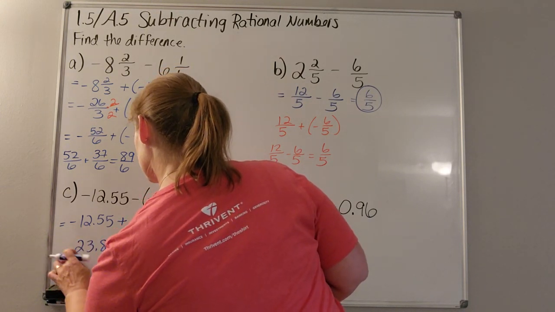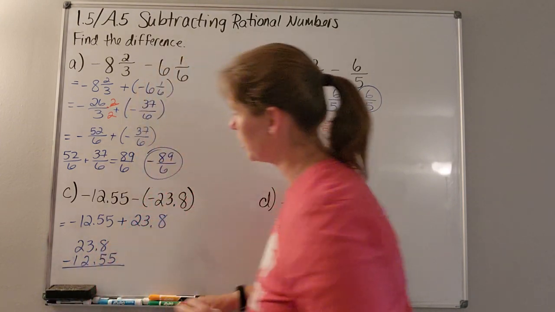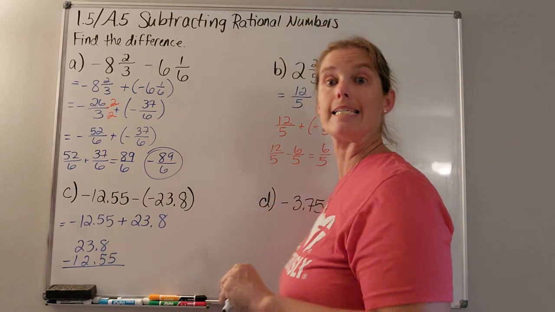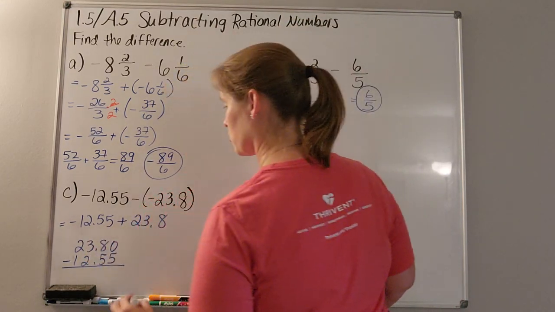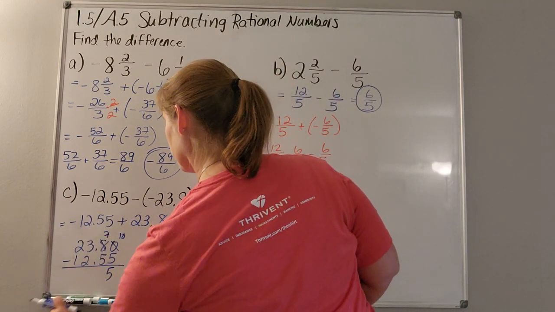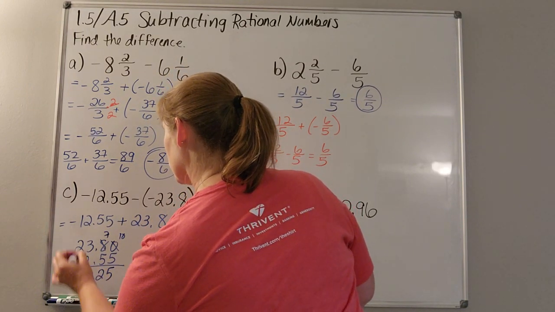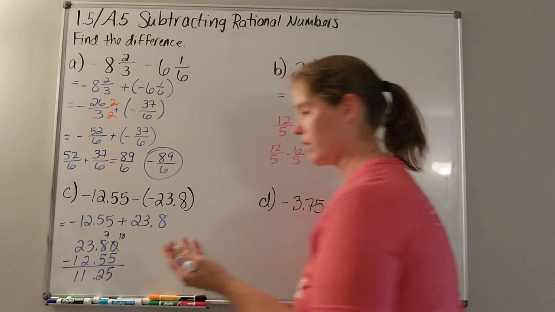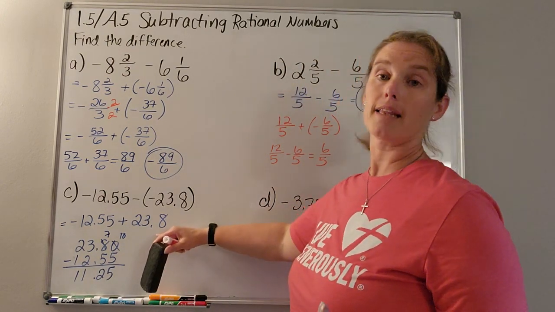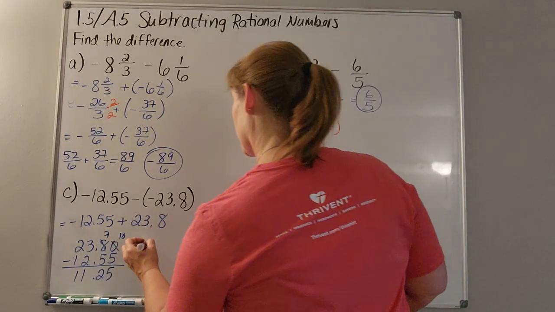23.8 minus 12.55. Notice I've lined up all my decimal points on my place values. What do I have to put there to hold my place? A 0. Now I subtract. That becomes a 10 because I borrowed. 10 minus 5 is 5. 7 minus 5 is 2. Bring down the decimal point. 3 minus 2 is 1. 2 minus 1 is 1. Now I have 11.25. Positive or negative? I'll go back and look at the addition problem. The larger absolute value was positive, so our answer is 11.25.